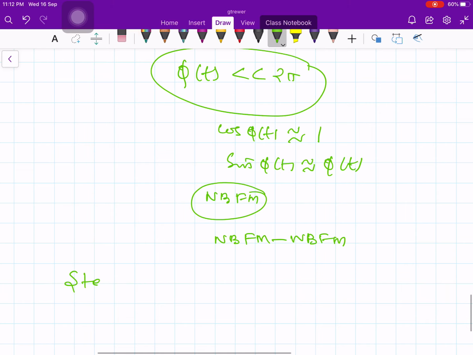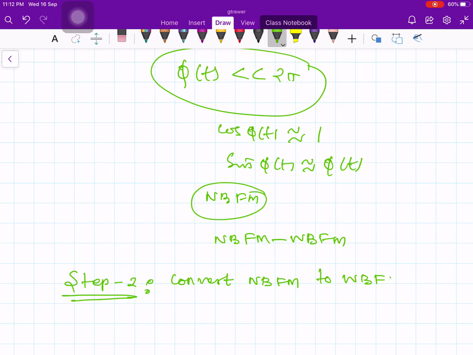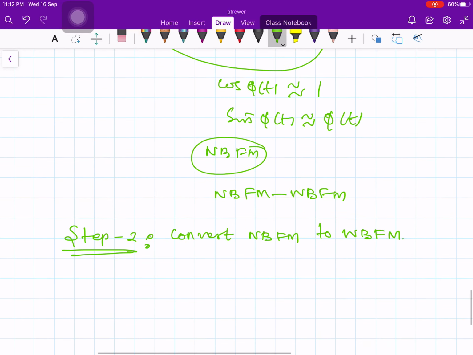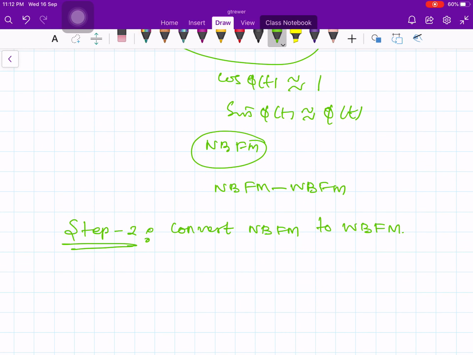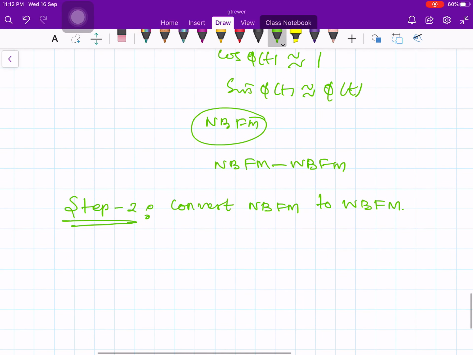Therefore, step 2 is convert narrowband FM to wideband FM signal. So how do we convert the narrowband FM signal into a wideband FM signal? Any suggestions? What should we do?